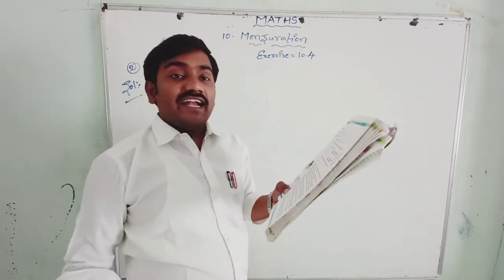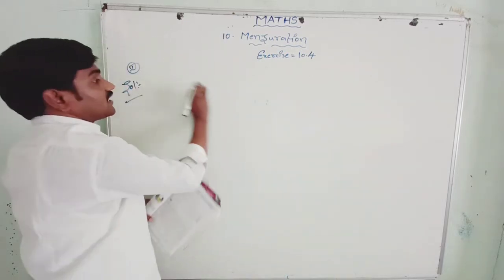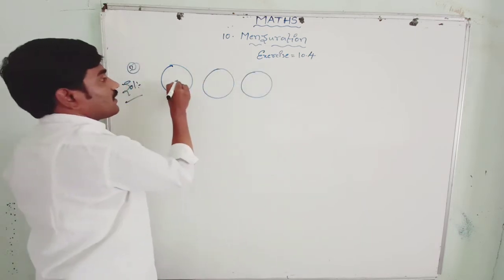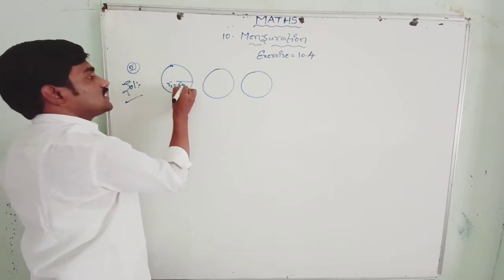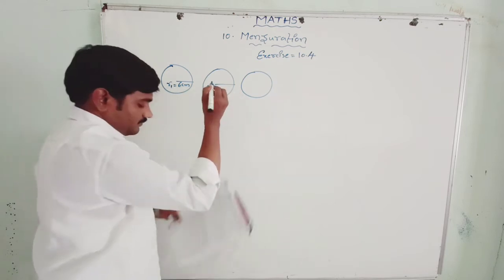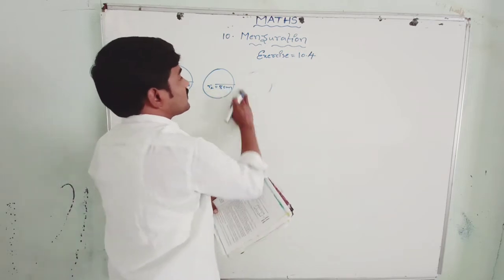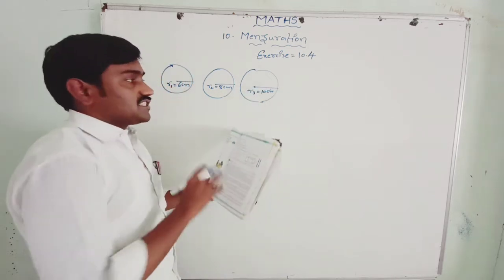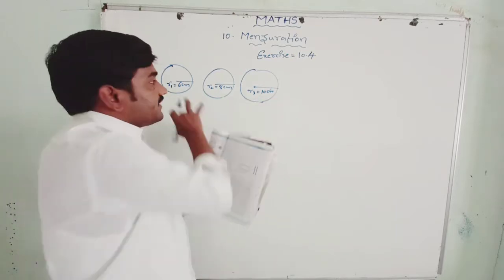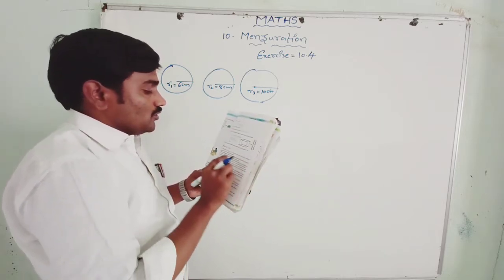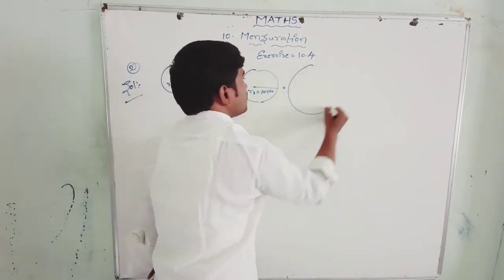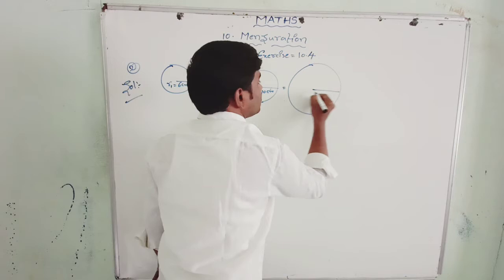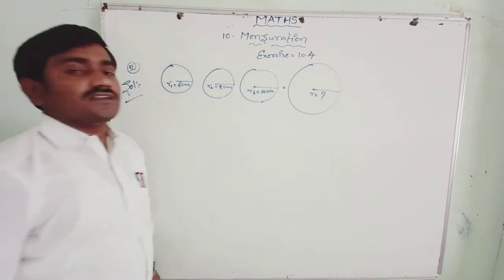The next question is: 3 metallic spheres of radius 6 cm, 8 cm and 10 cm. 3 metallic spheres. Here 3 spheres, of radius 6 cm, R1 equal to 6 cm, R2 equal to 8 cm, R3 equal to 10 cm. These 3 metallic spheres are respectively melted to form a single sphere. Then find the radius of the resulting sphere.